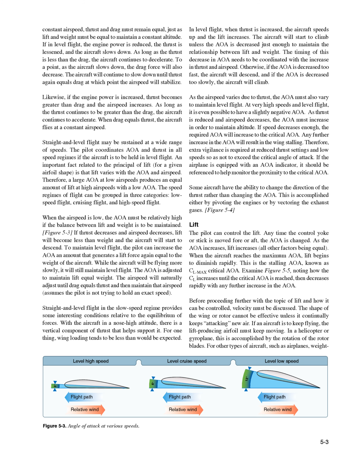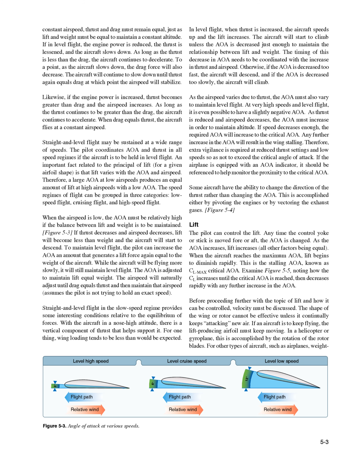The speed regimes of flight can be grouped in three categories: low-speed flight, cruising flight, and high-speed flight. When the airspeed is low, the AOA must be relatively high if the balance between lift and weight is to be maintained. In Figure 5.3, if thrust decreases and airspeed decreases, lift will become less than weight and the aircraft will start to descend. To maintain level flight, the pilot can increase the AOA an amount that generates a lift force again equal to the weight of the aircraft.